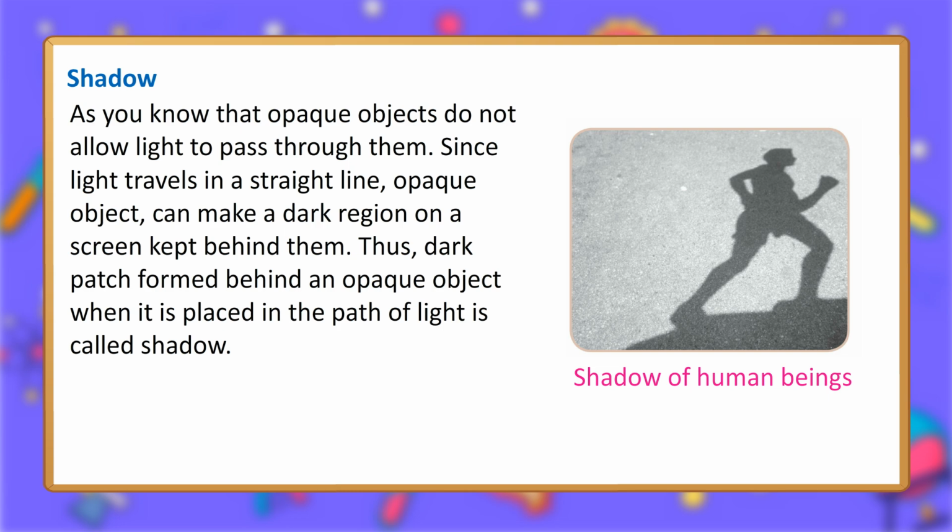Shadow. As you know, opaque objects do not allow light to pass through them. Since light travels in a straight line, an opaque object can make a dark region on a screen kept behind it. Thus, the dark patch formed behind an opaque object when it is placed in the path of light is called a shadow. Shadow of human beings.